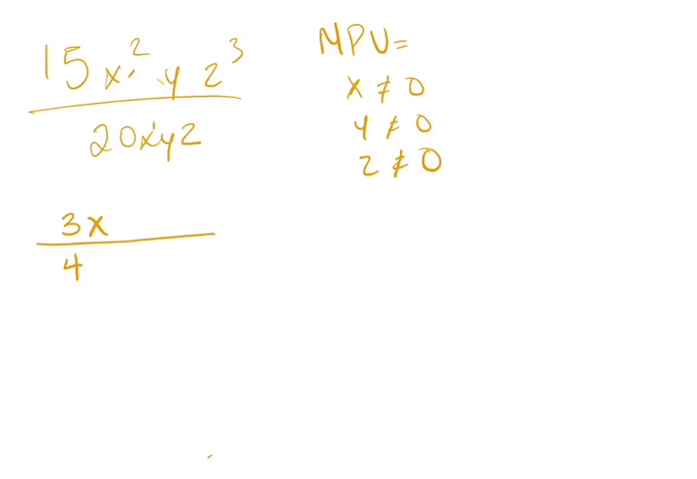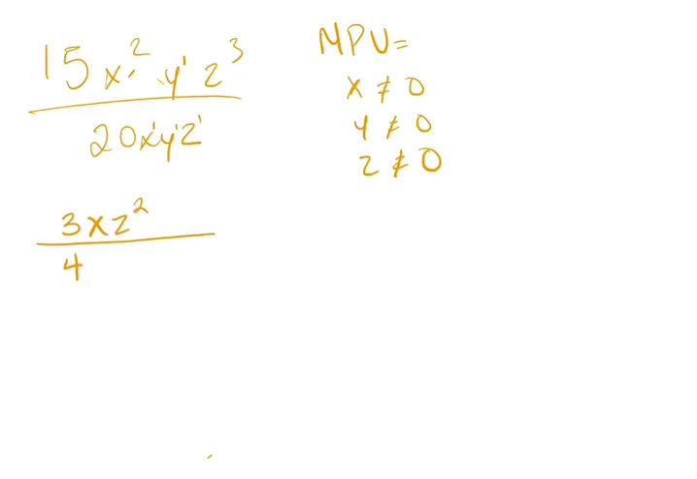Then for y, that's going to cancel each other out. Why? Because we have y to the 1 on the top, y to the 1 on the bottom. 1 minus 1 is 0. So that's going to cancel each other out. And then for the z, we have z to the 3 on top and z to the 1 on the bottom. Again, 3 subtract 1 is 2, so we're going to be left with z squared.